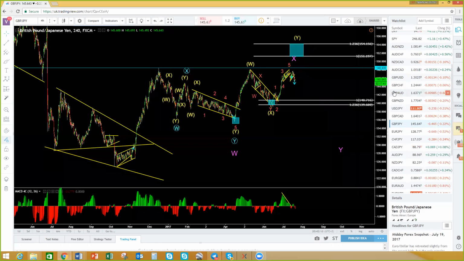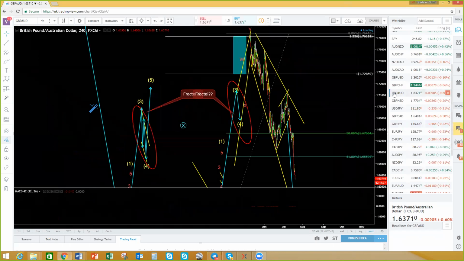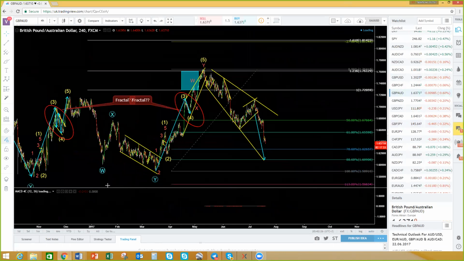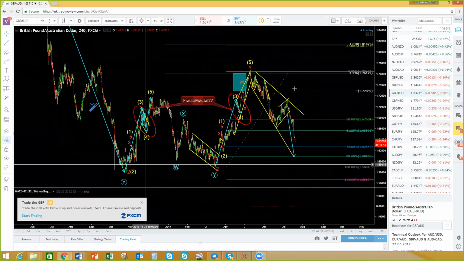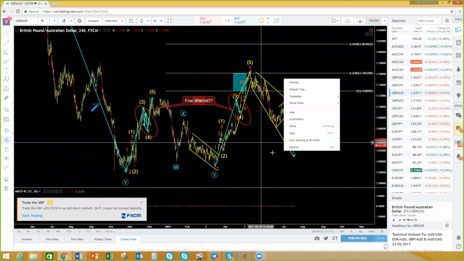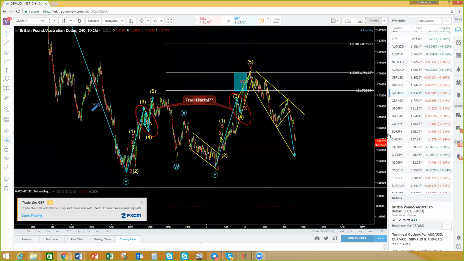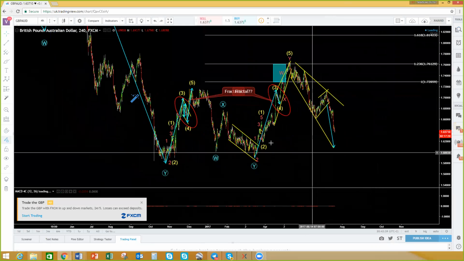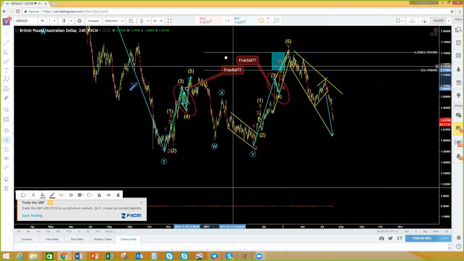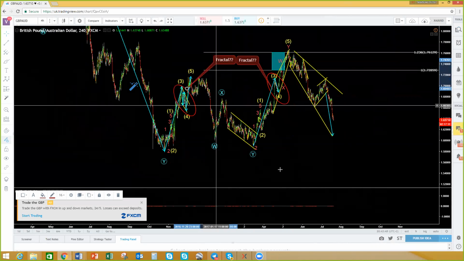So let us look at GBP AUD. This pair, I did a lot of analysis on it. Most of you who have been on the group for a while know how many times I've posted this. I've done a case study on this pair. And this is what I call fractals. You've probably seen this chart before.